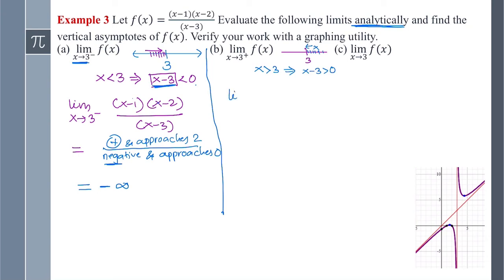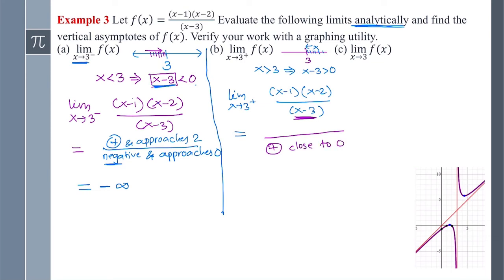Now we do the same thing that we did for part A. So we are going to write limit as x approaches 3 from the right of x minus 1 times x minus 2 divided by x minus 3 equals. So now let's again do the same thing that we did earlier. What we are going to see is x minus 3 is a really small number because it's close to 0, but it is positive. So this is a positive number close to 0, or you can write which approaches 0, okay? And the numerator is a number which is close to 2. So the numerator is also a positive number which approaches 2.